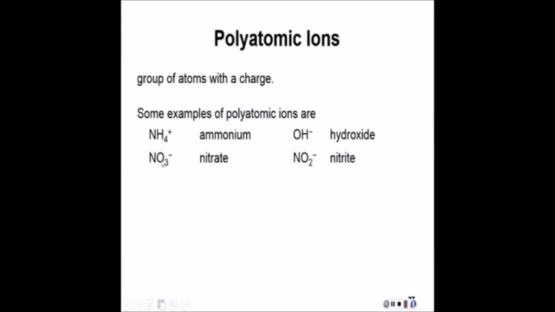Here we have 2 that are very common, also very close in formula. NO3-, which is nitrate, and NO2-, which is nitrite. Now the -ate and the -ite indicate oxygen is present. -ate usually means the most, and -ite means the lesser, and it's usually less by 1.